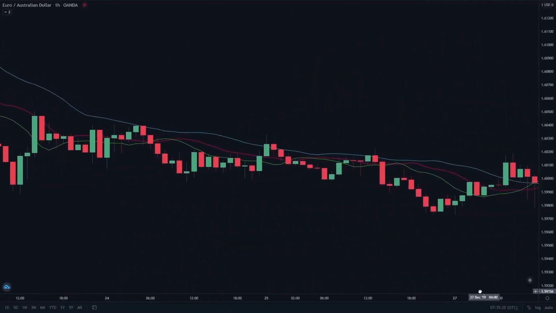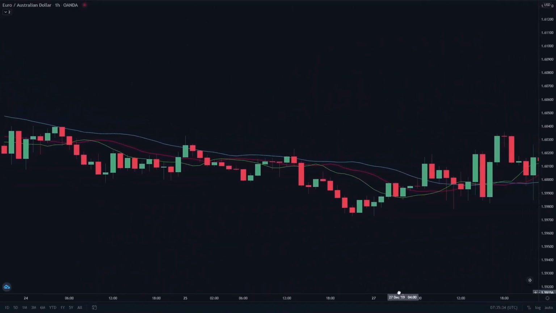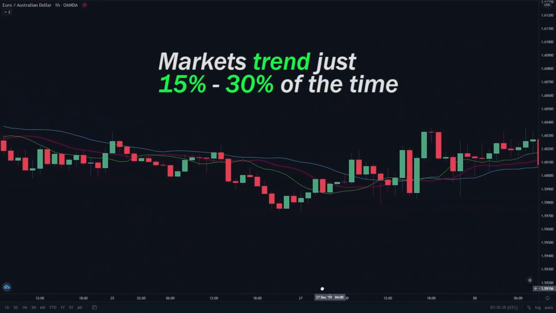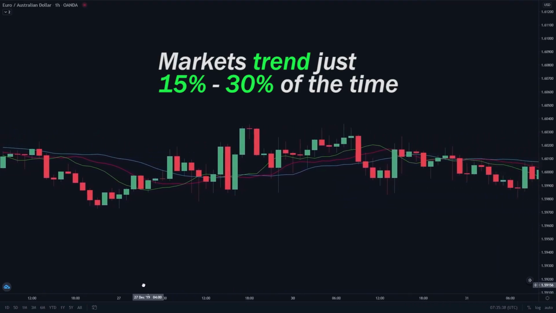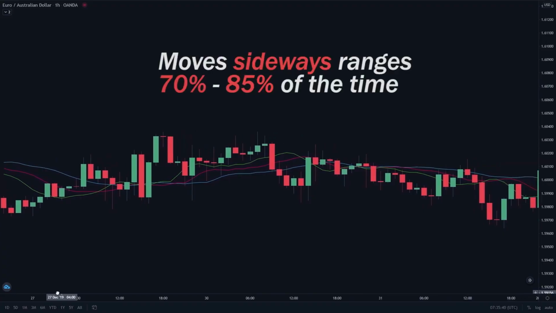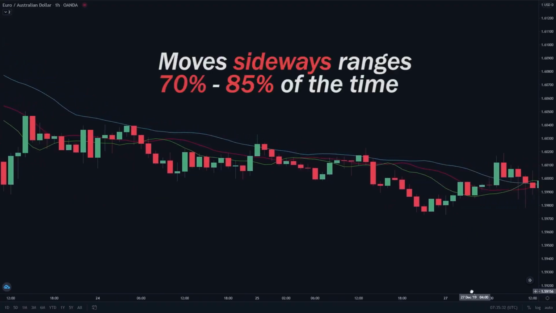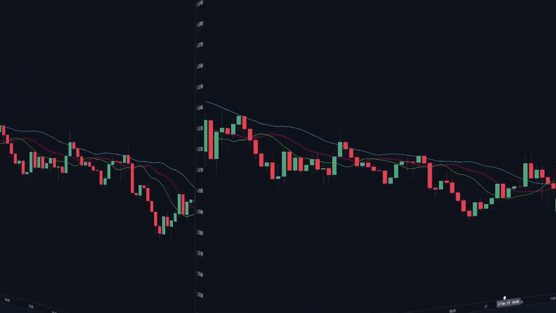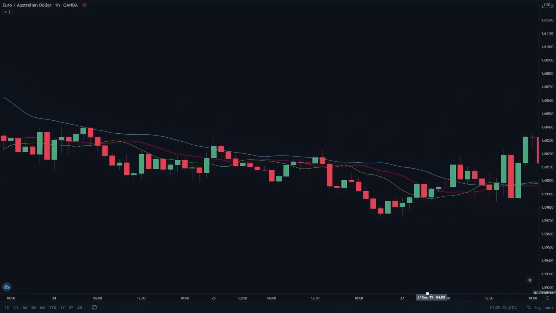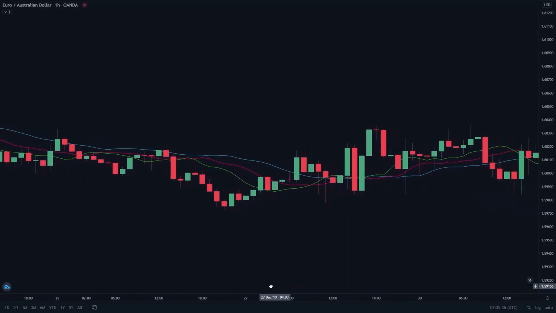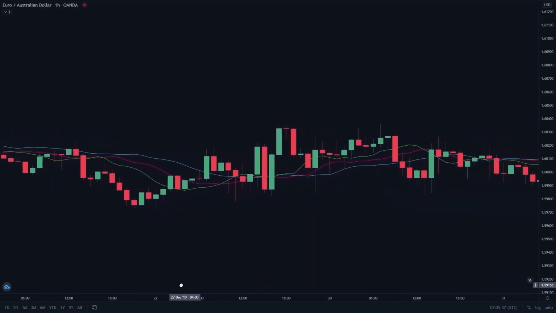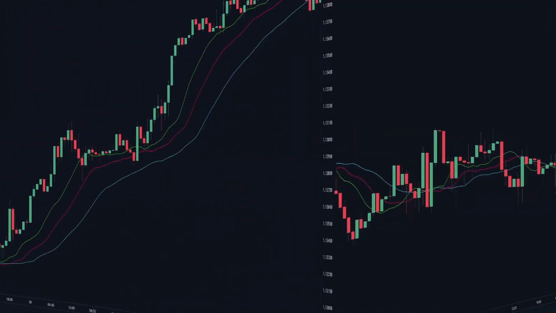So first of all, we all know that trends on the market don't always happen. Sometimes the market is stagnant and flat. In fact, research shows that the financial markets and individual securities trend just 15 to 30% of the time, and going sideways ranges at 70 to 85% of the time. Ranges and sideways movements are very bad in trading. In fact, most trading losses come from when the market is in a range and does not have a clear trend.